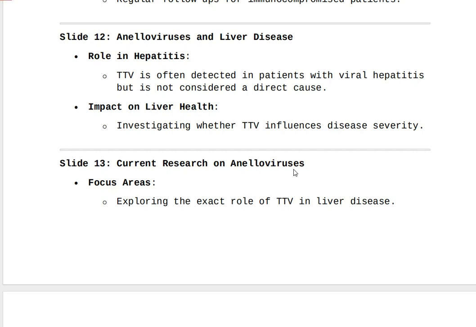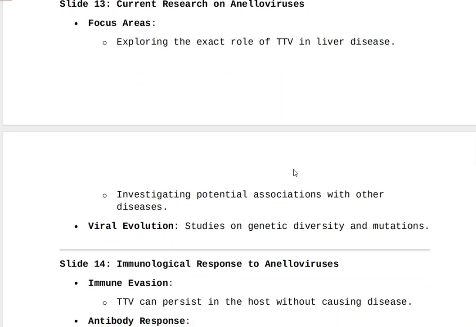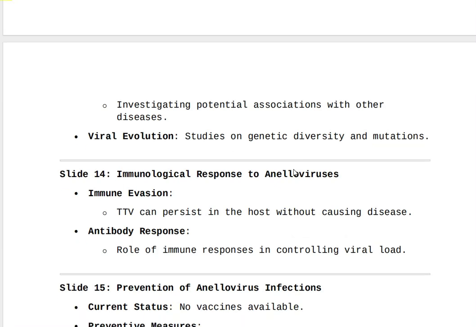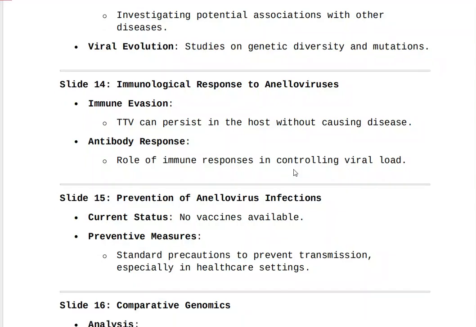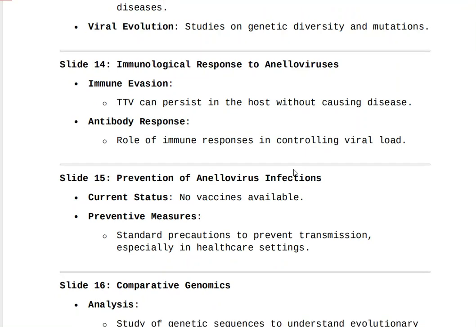However, we might as well investigate whether this superinfection with TTV can influence the severity of liver disease. Research: there may be a possibility of exploring the exact role of TTV in liver disease, as we have mentioned, and investigating potential associations with other diseases. Evolution: another thing that may be studied is genetic diversity and mutation in the viral particle.